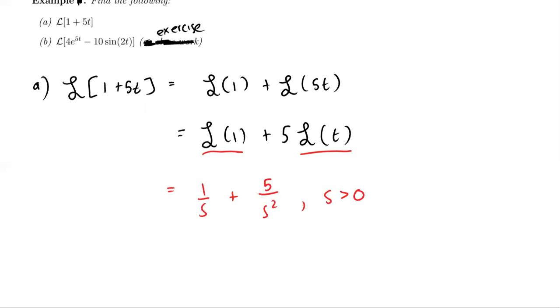So a very nice property, very useful. We don't have to go ahead and use the definition to compute this whole thing, right? We don't have to plug in the improper integral of e to the negative st times 1 plus 5t dt, because if we know each of the parts, we can just separate the sum or difference and move the constants outside. Okay? So a very useful property.